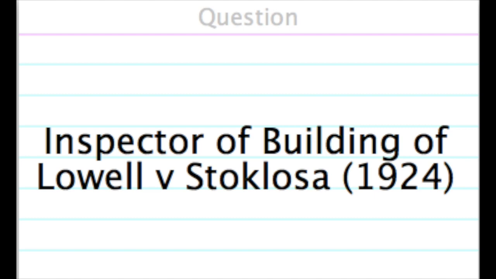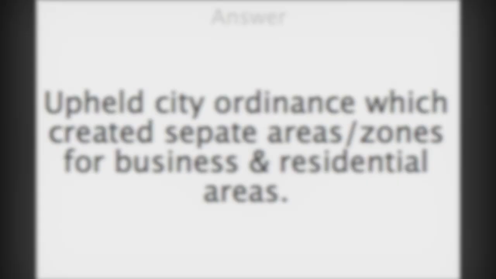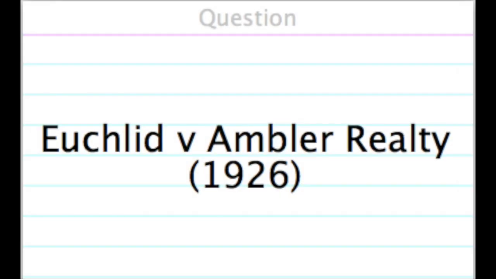1924 was Lowell versus Stocklosa. This was the City of Lowell's Building Inspection Division upholding the land use ordinances that they had in place, and the Massachusetts Supreme Court ruled in favor of the city because a city having these land use ordinances is considered constitutional. 1926 was Euclid versus Ambler Realty.